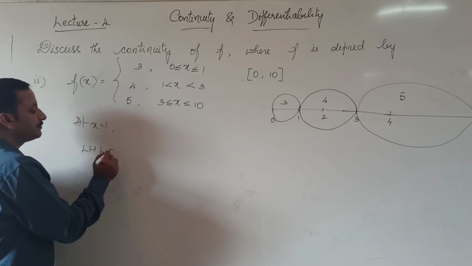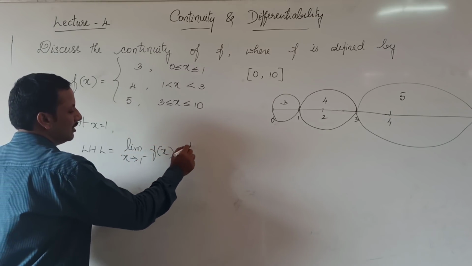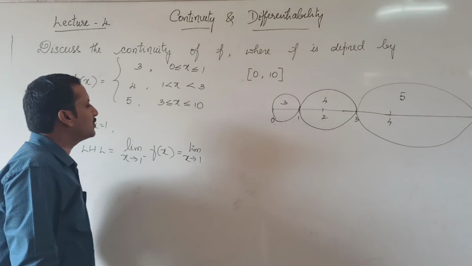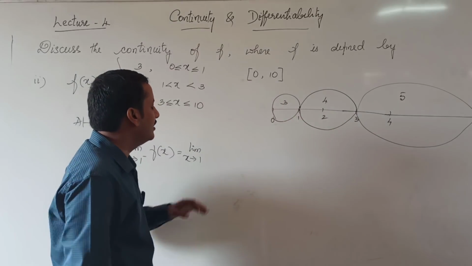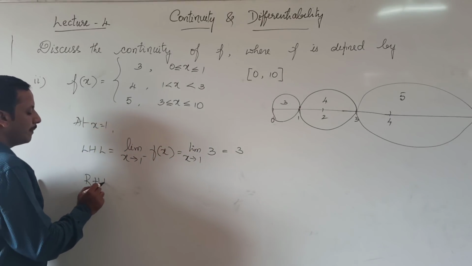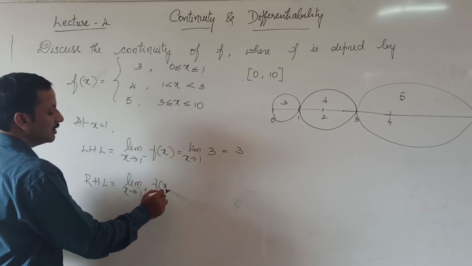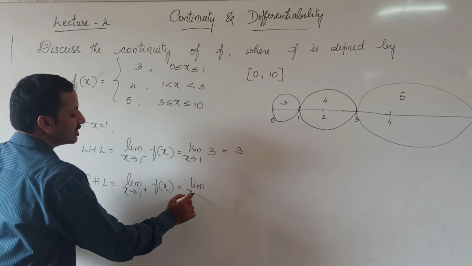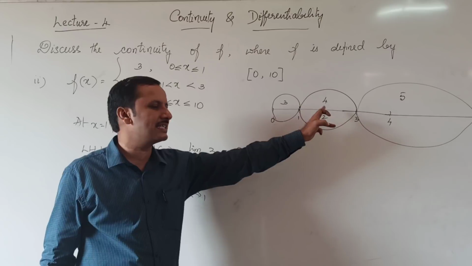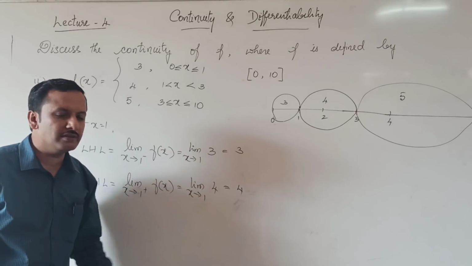Left hand limit is limit x tends to 1 minus f of x. That's equal to limit x tends to 1, x is approaching 1 from the left side. When x approaches 1 from the left side, that means x is less than 1. There it is defined as 3. Apply the limit, then it will be 3. Then right hand limit is limit x tends to 1 plus f of x. That is equal to limit x tends to 1, x is approaching 1 from the right side, x greater than 1. There the function is defined as 4. After applying the limit, this is what we get.